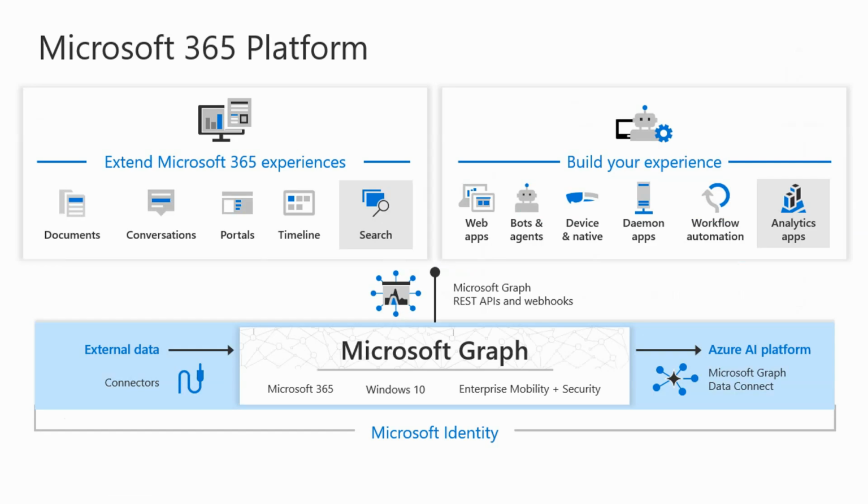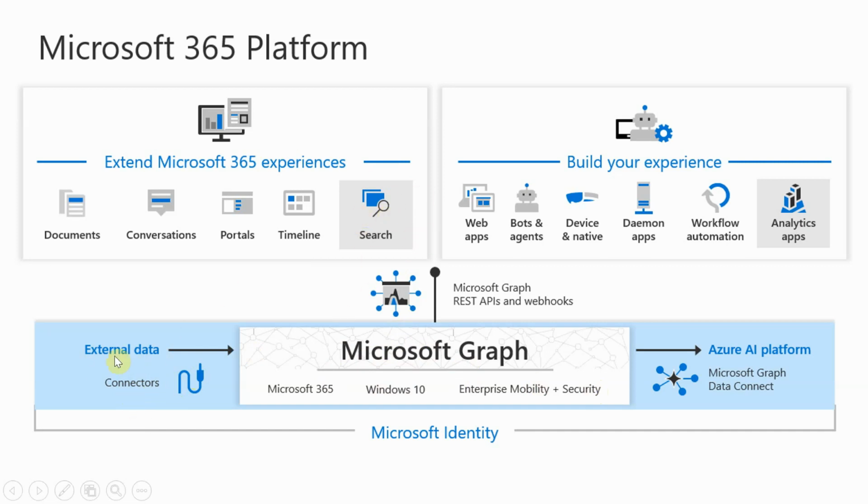Now, this is the Microsoft 365 platform. I took this diagram from the Microsoft site, courtesy of Microsoft, to help us understand the whole concept of Microsoft Graph. As we saw, Microsoft Graph is used to pull data from Microsoft 365 services, Windows 10, and Enterprise Mobility plus Security. But not only that, there are also Microsoft Graph connectors, which allow us to pull external data into Microsoft Graph and use it in applications, for example in search.